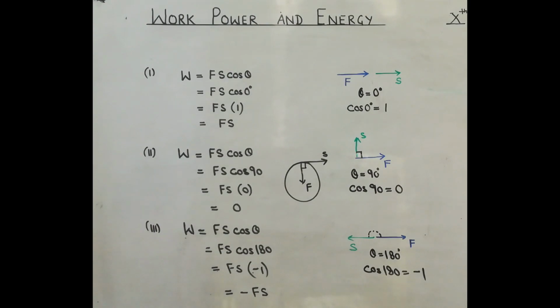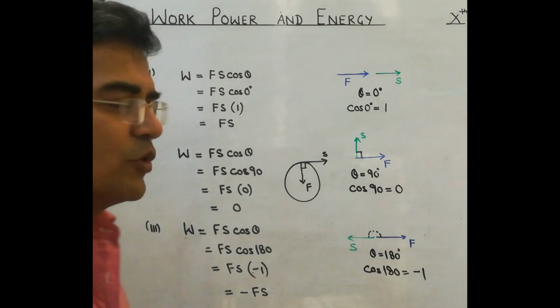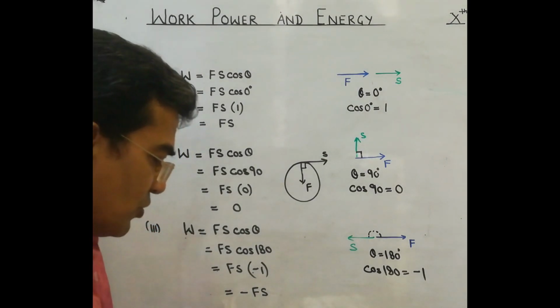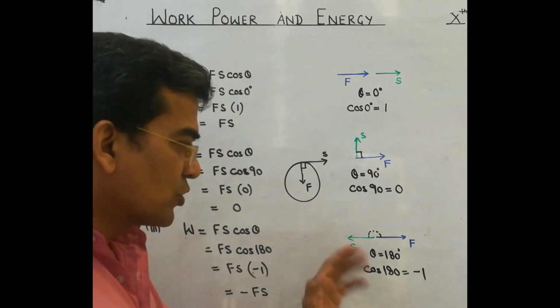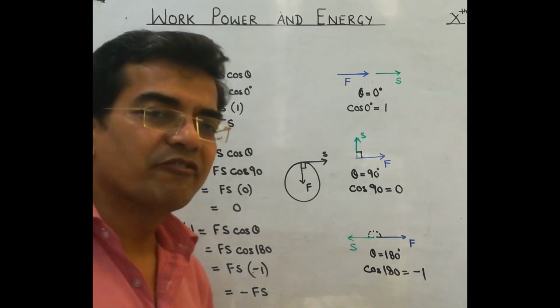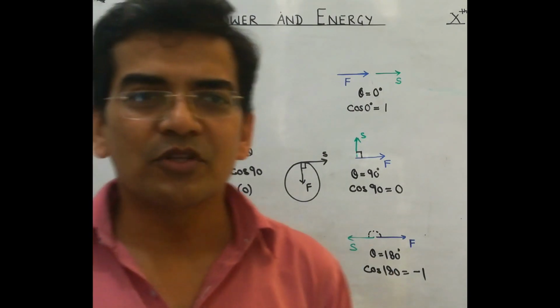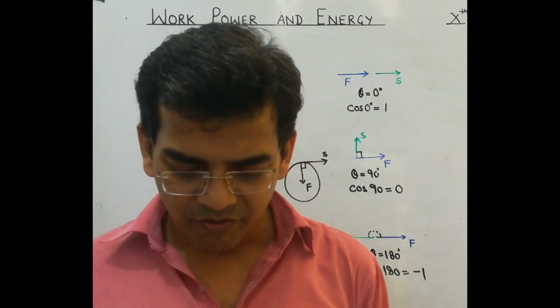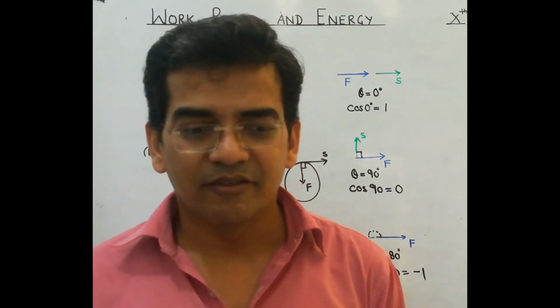Then we have case 3, when force is applied opposite to the direction of displacement. So these are the cases wherever you apply the force to stop a body or stop a motion. Whenever you have to apply the force to stop the motion, then the force and the displacement are in opposite directions, and we say that the work done is negative.